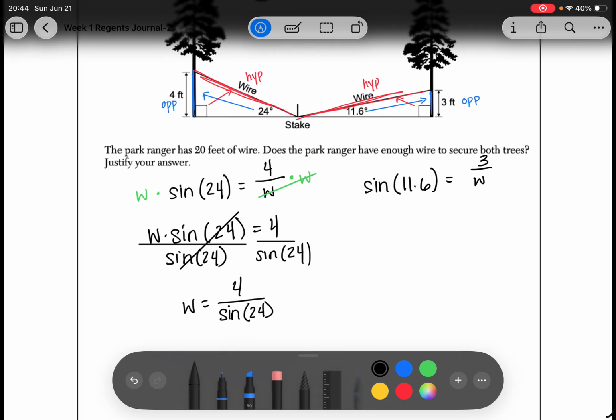We're going to do the same thing on the other side and then come back to this so we can plug it all into the calculator. So we're going to multiply both sides by W. That way these W's cancel out. And then from here, rewrite our equation. So W times sine of 11.6 equals 3. From here, we need to divide both sides by sine of 11.6 since it's being multiplied by W in order to isolate W.